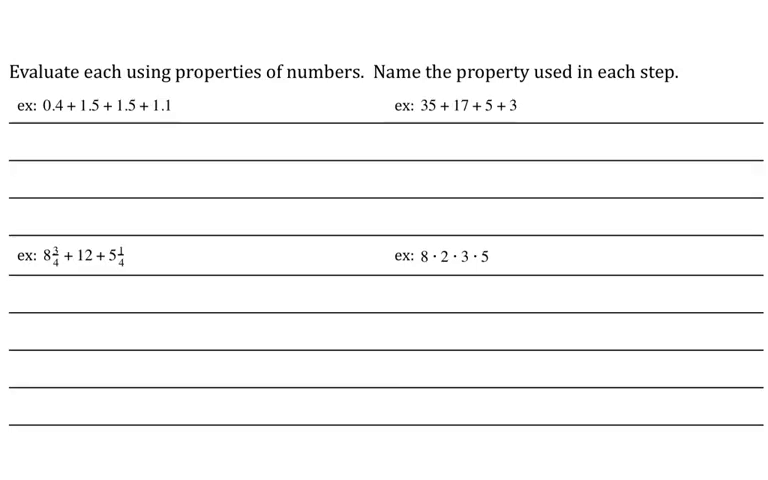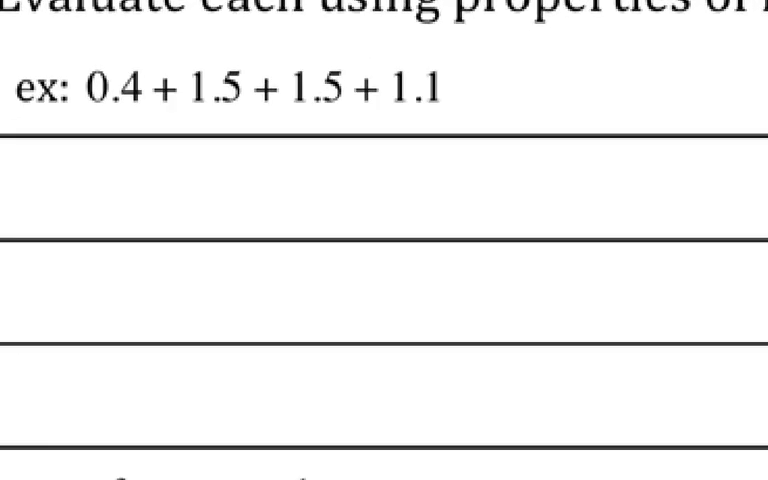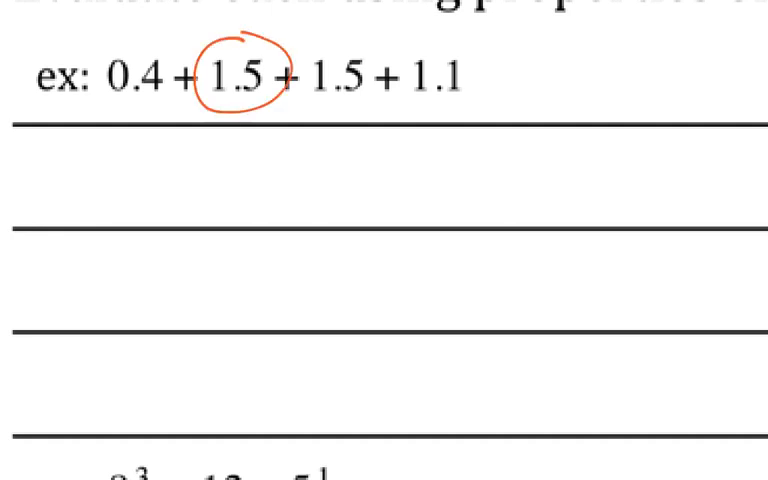So let's see what this means as far as we apply it. The instructions for these problems say, evaluate each using properties of numbers. Name the property used in each step. Now the intent of these is to show that you understand why these are used. And I think that might be real clear in a moment. To rewrite this, I'm going to deal with these 1.5s. And I like how these 1.5s match up.